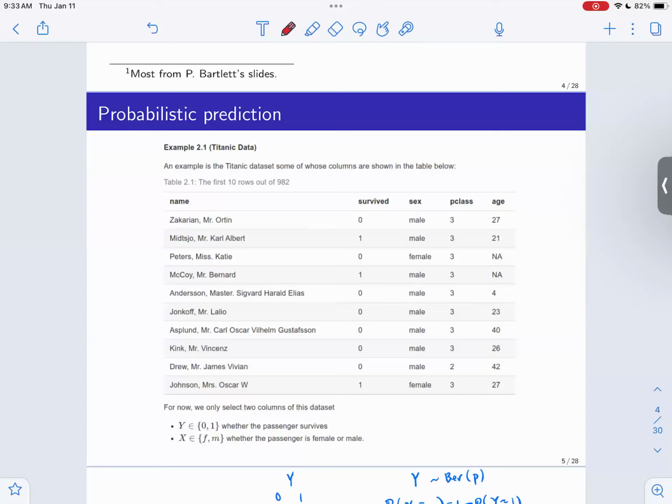Last time we started talking about probabilistic prediction. If you recall, we had this Titanic data example, where we tried to predict the binary response y based on the binary feature x. So that was the simplest classifier that we can imagine.